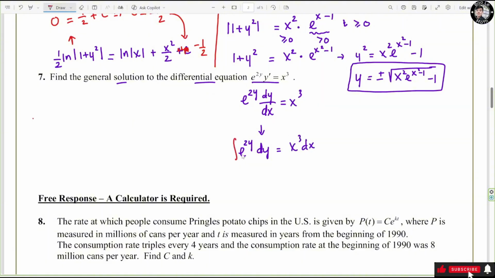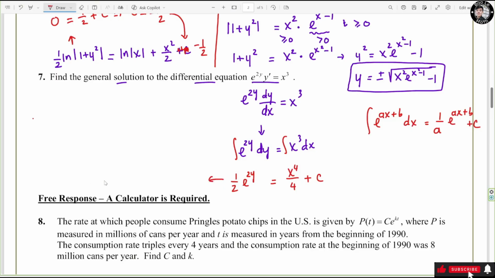Now we're going to integrate both sides. The left hand side should be 1/2 e to the 2y equals s to the 4 over 4 plus c. Remember the formula: the integral of e to the as plus b ds equals 1 over a times e to the as plus b plus c. Keep that in mind. Now I'm going to multiply both sides by 2.